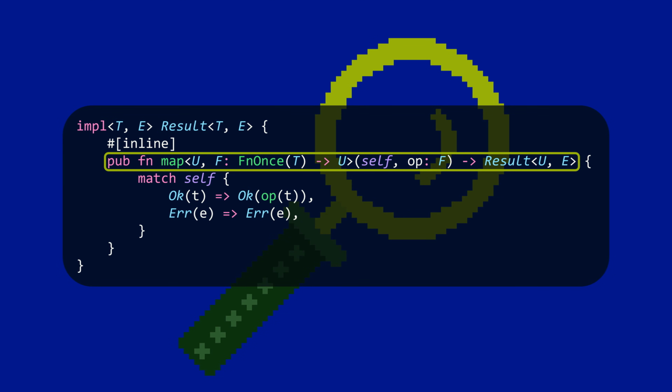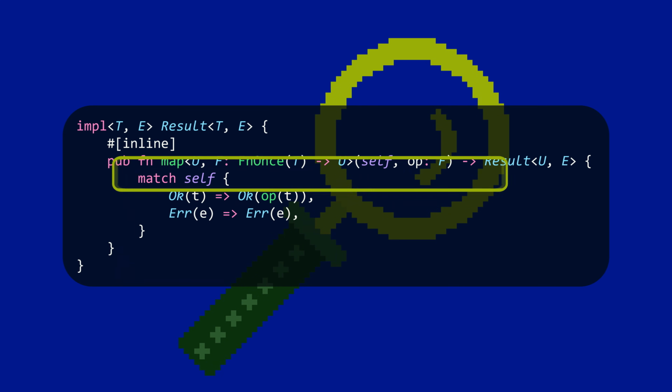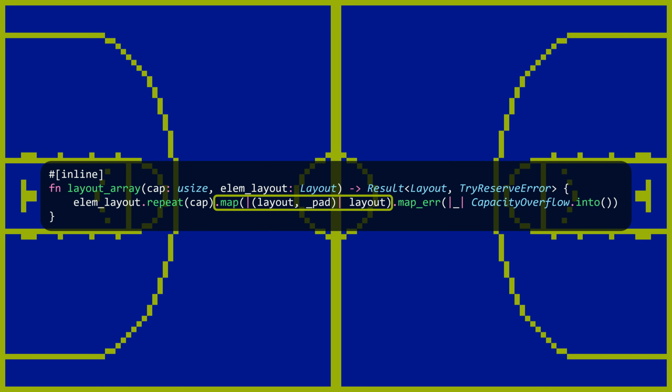The map method takes a result T E and maps it into a result U E using a function op. If we feed it an Ok variant, it applies op to the value inside. If we feed it an error variant, it just returns the same error. So we map our result with a tuple of layout and usize to a result layout, because we don't need the stride.